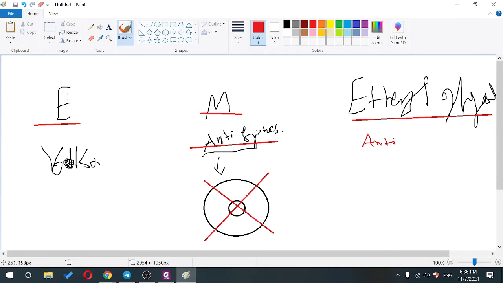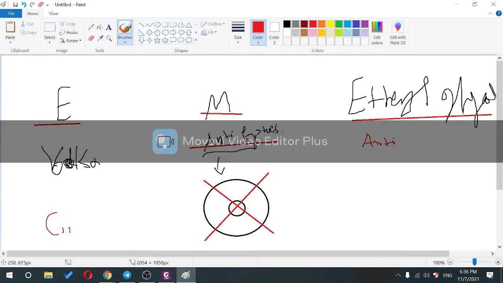So we said ethanol can lead you to cirrhosis. Perfect. Methanol can lead to retinopathy and blindness.